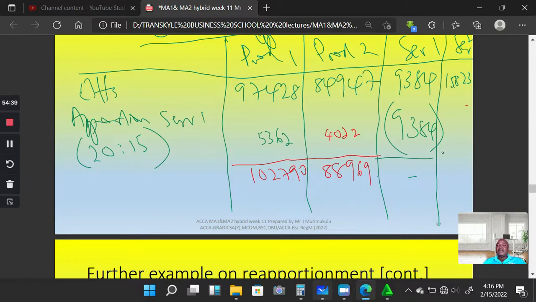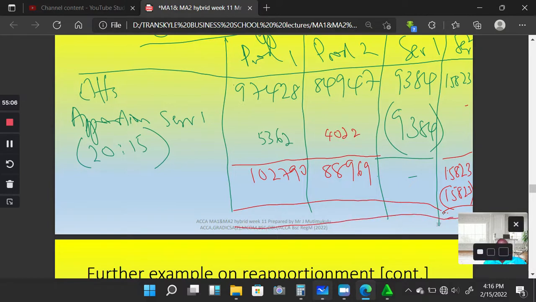All right, then let us add. Here we get 115,823. And then we have to reapportion this 15,823, the whole of it, to the production cost centers. So here we are left with a 0, and here there is a 0 because we can't reapportion anything to this. So 15,823.